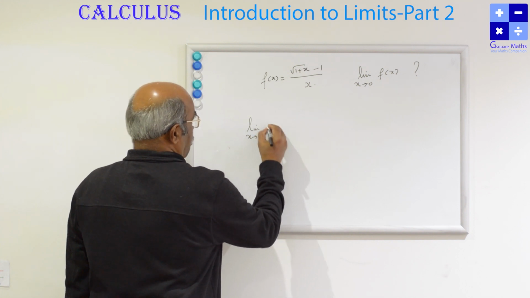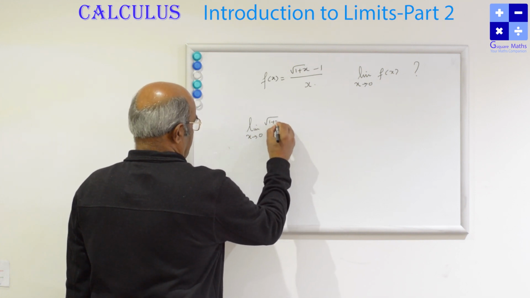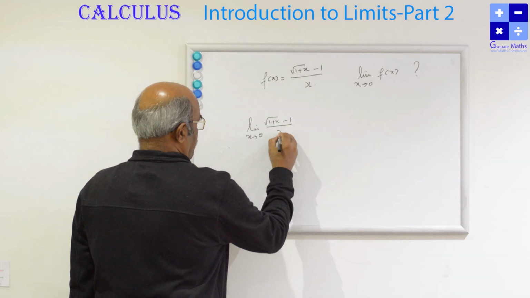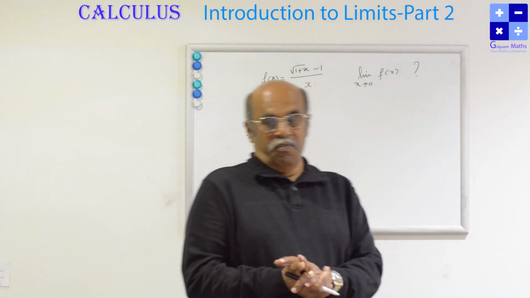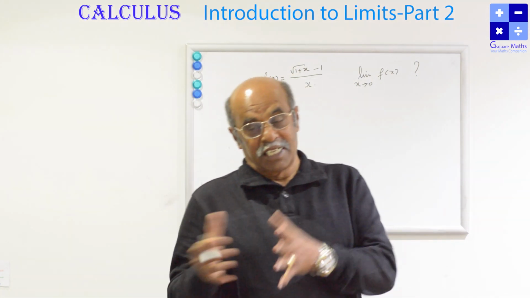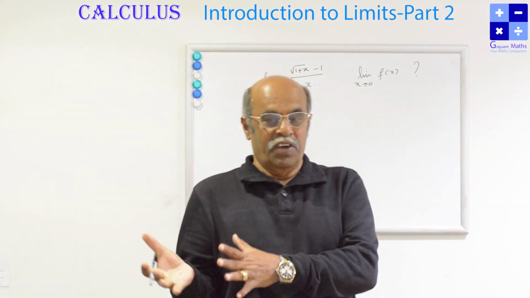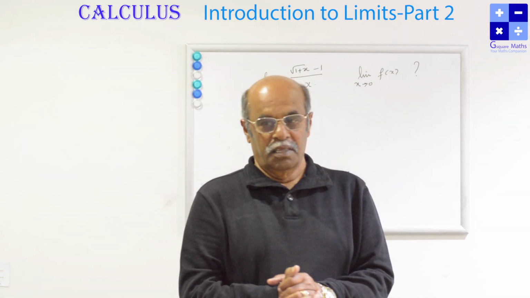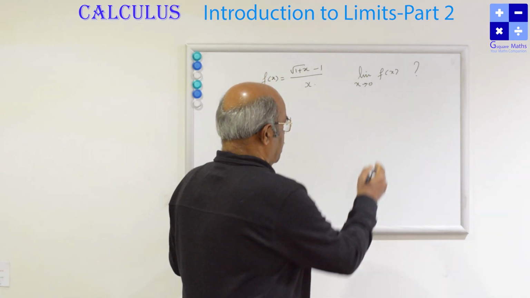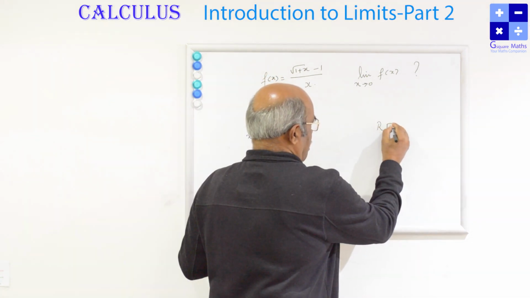So before that, what is the rationalizing factor? A rationalizing factor of a given algebraic expression is that expression which, when multiplied with the given expression, will give you a rational number. That's called the rationalizing factor. We call it as RF.